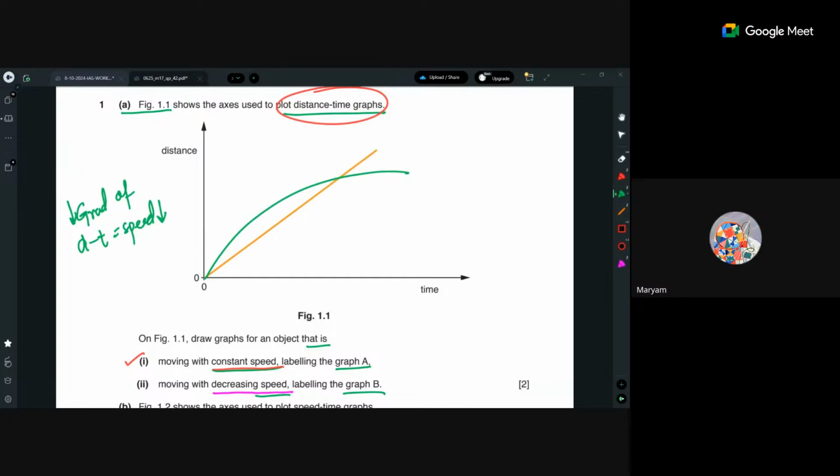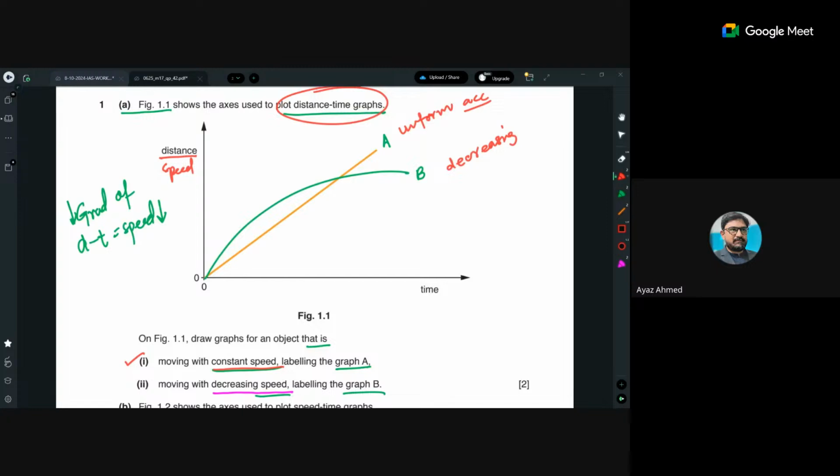Are you getting it? Sir, but the speed time graph was also like this, right? Now, if this one will be a speed time graph, then A is uniform acceleration, sorry, not constant, uniform acceleration. Okay? And B is... Sir, but constant speed in a speed time graph would not be a straight line like that?